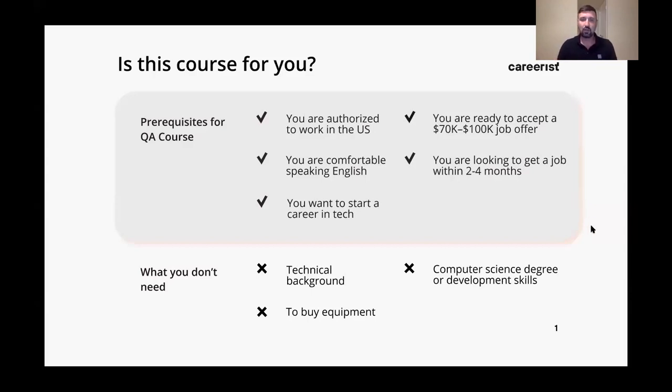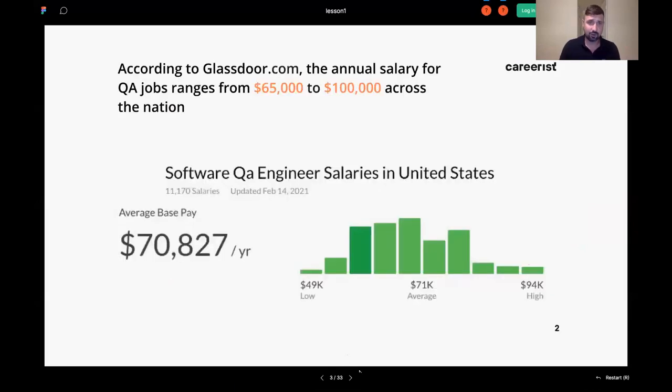What you don't need is any technical background. You don't need any computer science degree or development skills. You actually don't need even to learn coding for manual QA, because it's manual QA and you don't need any coding there. You also don't need to buy any equipment. As long as you can see us, you can watch us, you can hear us, it's good. Okay? Of course, for the internship, it's nice if you have a laptop, but hopefully you have at least a computer or a laptop, because it will help you during the internship.